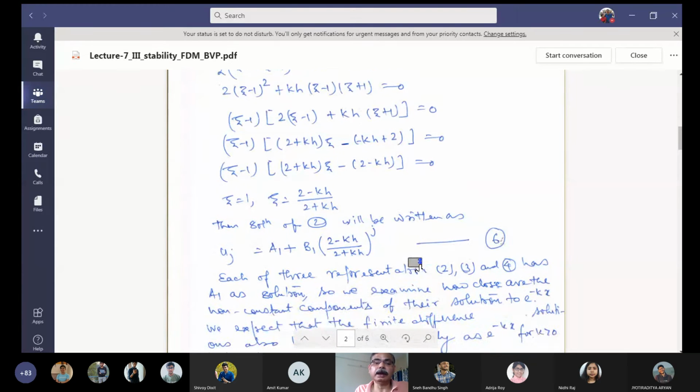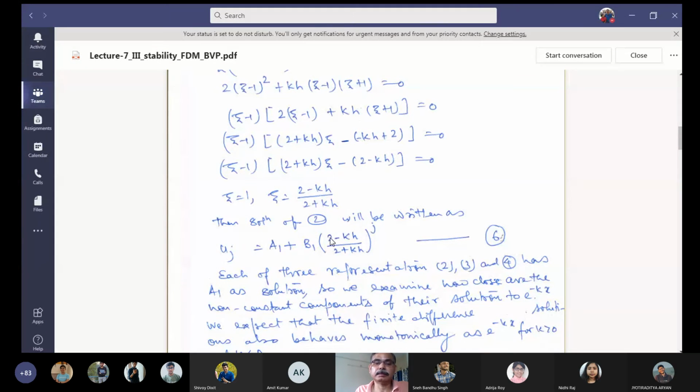Otherwise it always that minus 1 to power j will come, right? Yes, sir. So we cannot discuss the stability part. Now, just try to compare with the exact solution. What is the exact solution we have got?